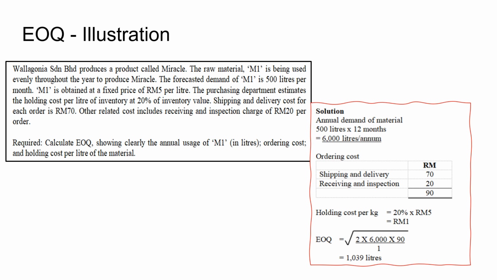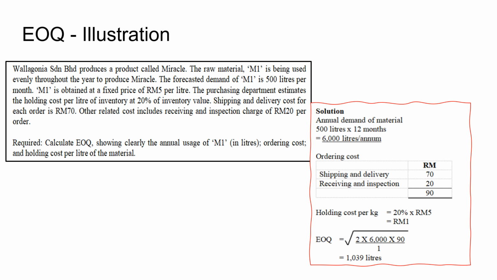So you are required to calculate the EOQ, showing clearly the annual usage of M1 in liters, the ordering cost and the holding cost per liter of the material. What you need to do is calculate the EOQ, but before you can do that, you must show clearly the annual usage of M1, followed by the ordering cost and the holding cost. Now, why do you need these three pieces of information? Because later on they will be used in the EOQ formula to find the optimum quantity of order.